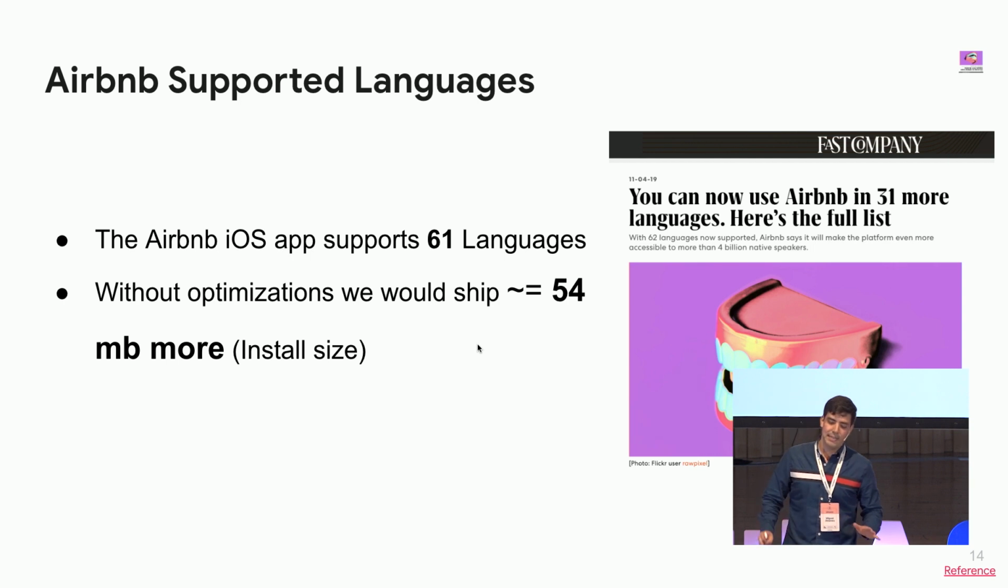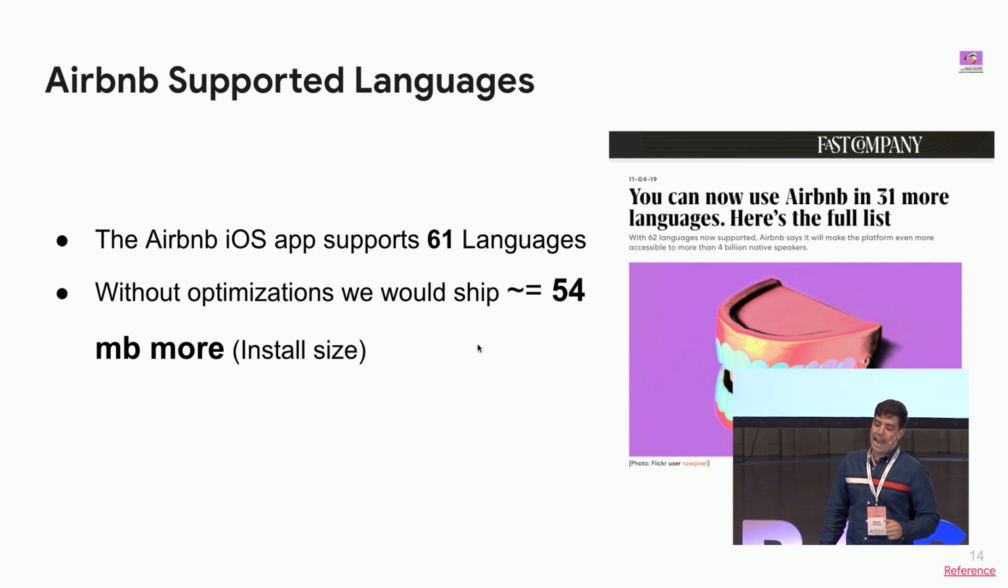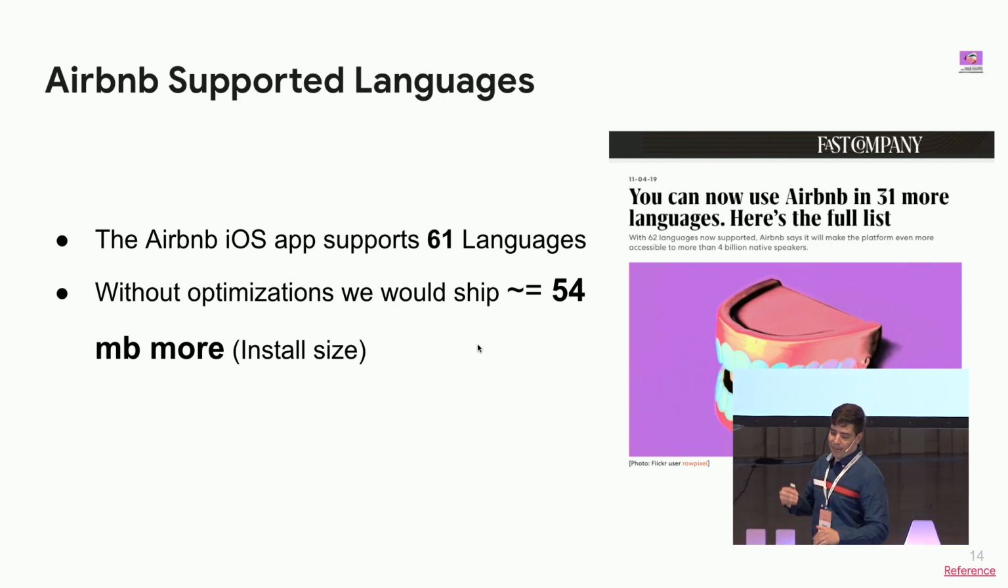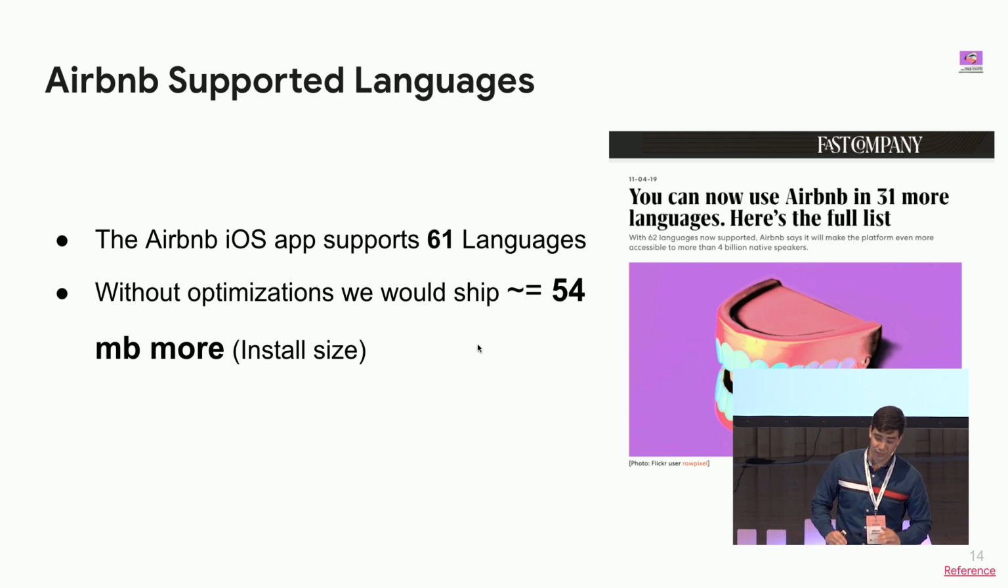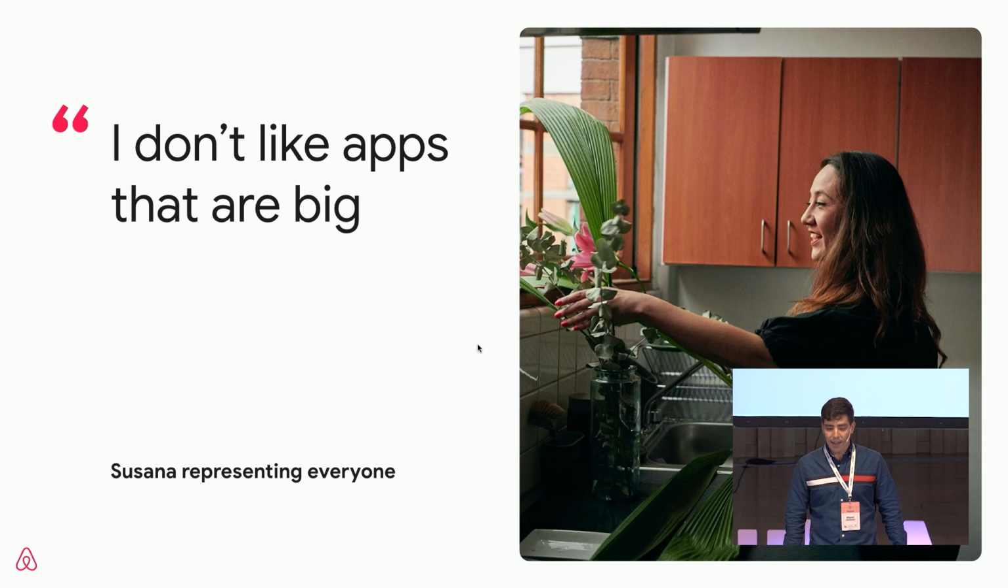Okay, so for Airbnb specifically, we support 61 languages. Those are a lot of languages. And in 2019, we ended up adding 31, and that's how we ended up with 61. If we don't do any optimizations whatsoever to our localization strings files, they are going to take around 54 megabytes of app size. So that's a huge, huge amount. And that's something that we want to prevent.